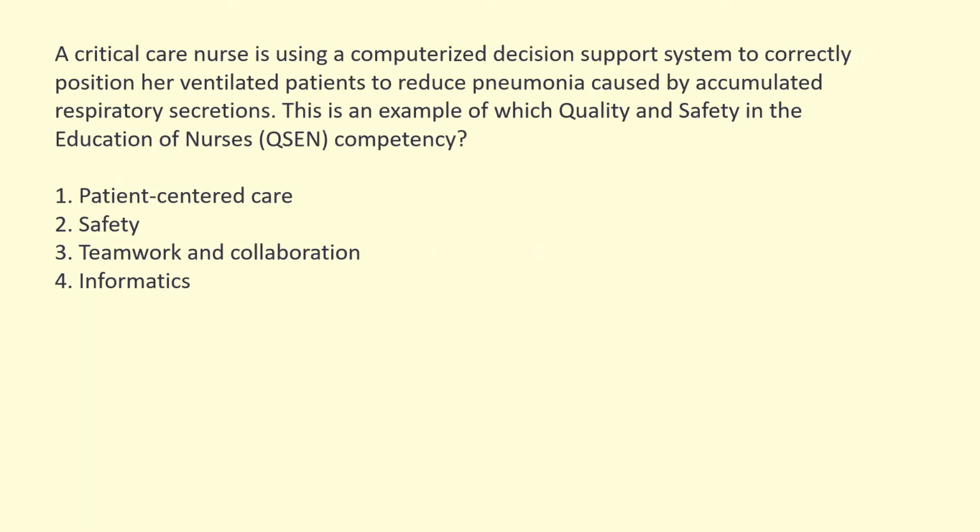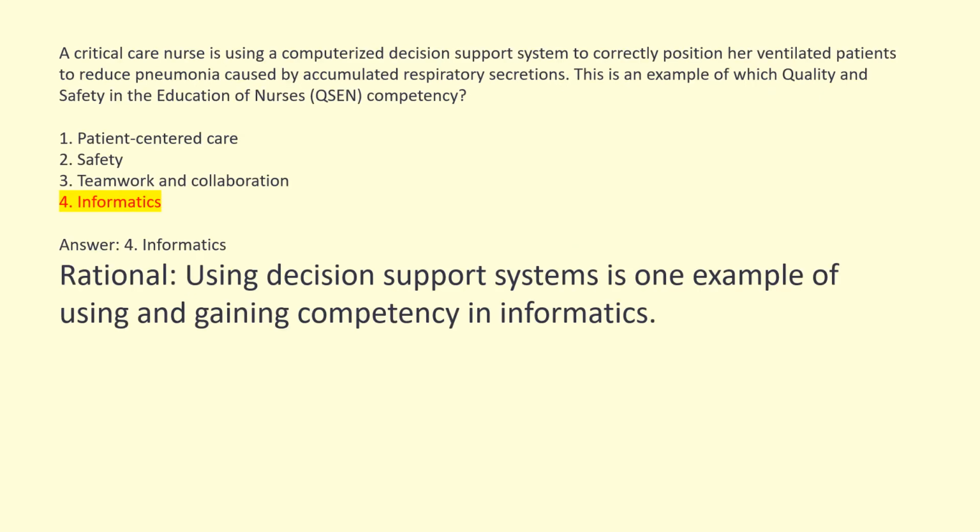A critical care nurse is using a computerized decision support system to correctly position her ventilated patients to reduce pneumonia caused by accumulated respiratory secretions. This is an example of which Quality and Safety Education for Nurses (QSEN) competency? 1. Patient-centered care. 2. Safety. 3. Teamwork and collaboration. 4. Informatics. Answer 4. Informatics. Rationale: using decision support systems is one example of using and gaining competency in informatics.